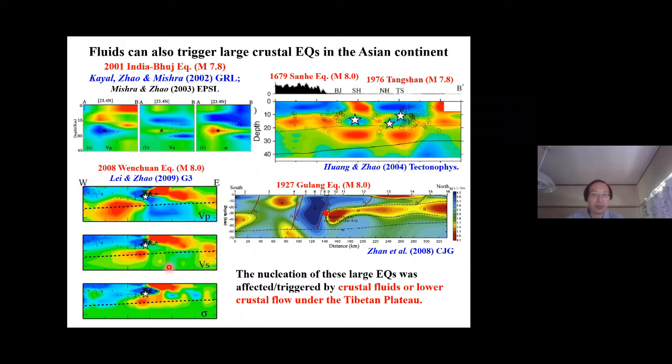Here, the two figures show the image in the 2008 Wenchuan earthquake in the eastern Tibetan Plateau, and this image is in the source zone of the 1927 Gulang earthquake. In the two Tibetan earthquake regions, we also found the low velocity and high Poisson ratio anomaly in the lower crust below the hypocenter, which may reflect the crustal fluids and also crustal flow, which may trigger these large earthquakes.